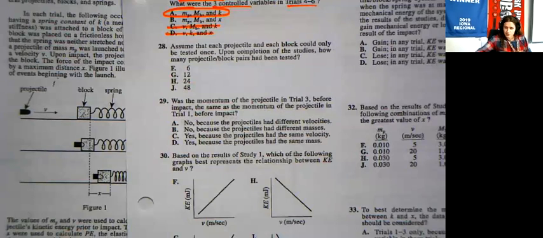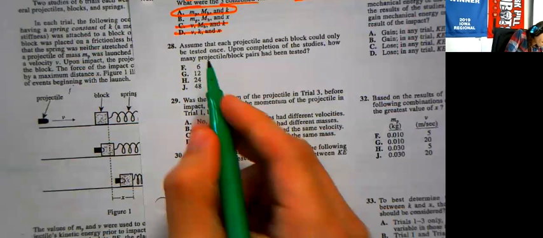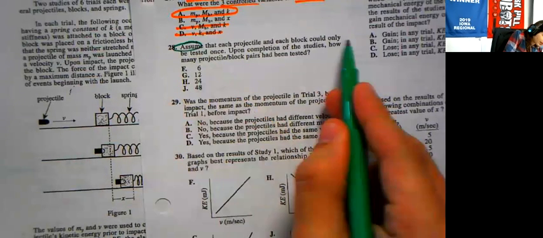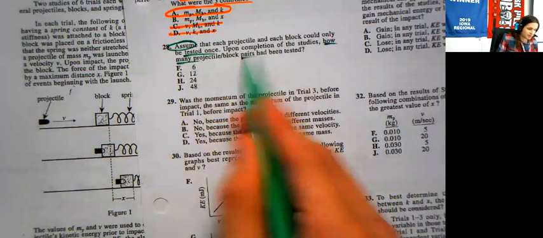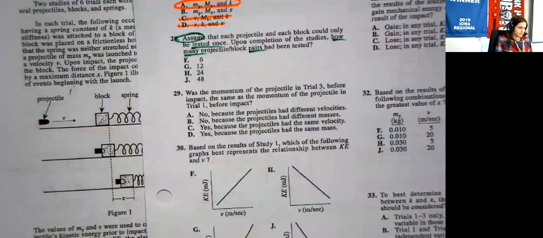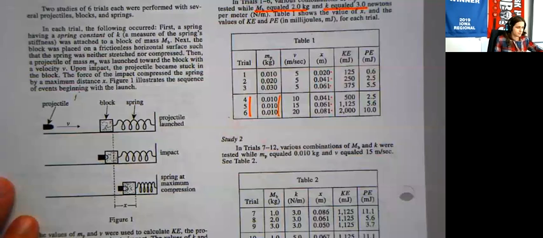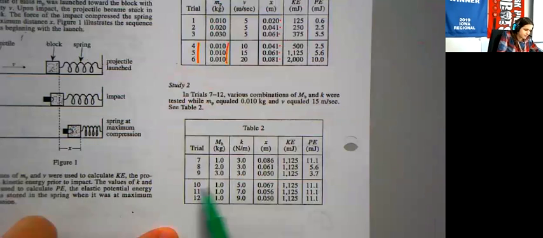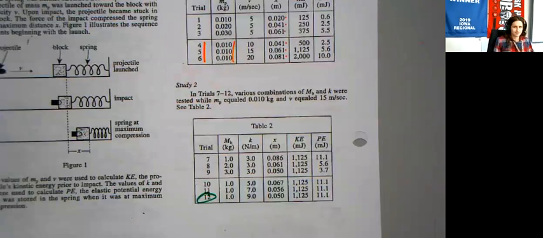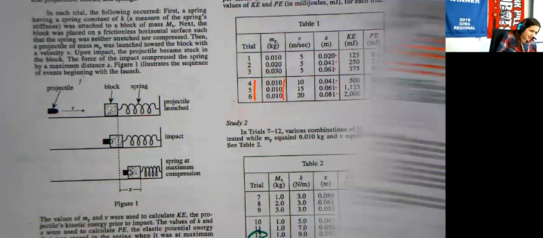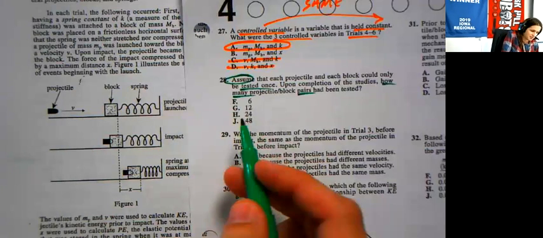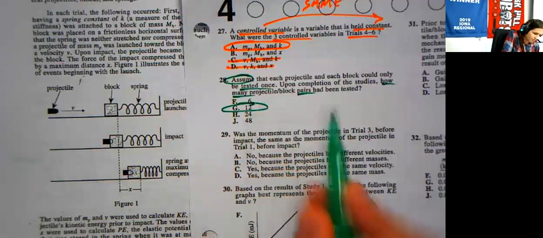Number 28, we got an assume. Assume each projectile and each block could be tested once. How many pairs had been tested? 12. I don't really have like a secret key for you there. There were 12 different trials. If we can only use it once, we must have had 12 of them.